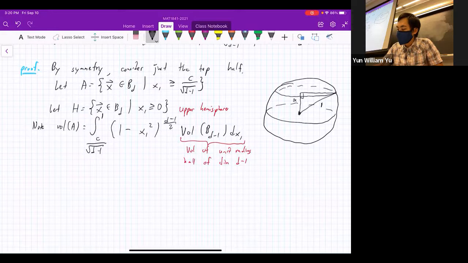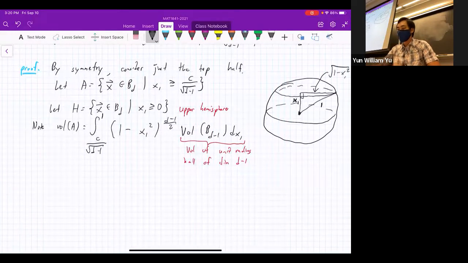And this distance here is whatever coordinate this is along the first coordinate. And then this here will be the radius of this circle that we're cutting out. So that'll be the square root of 1 minus x1 squared by the Pythagorean theorem. And so what we want is we're going to vary x1, and then we're going to integrate over it and just look at the amount of stuff that's in each of these circles, and we're going to add them up.